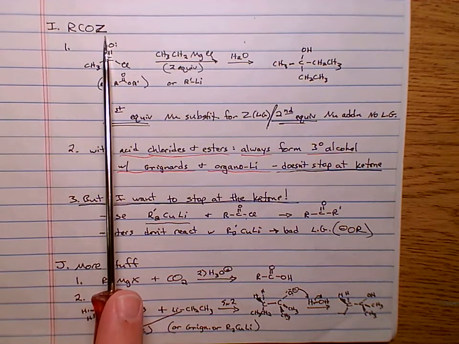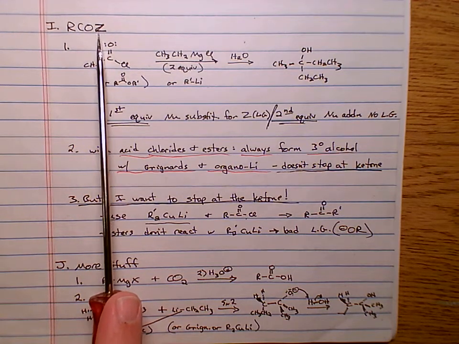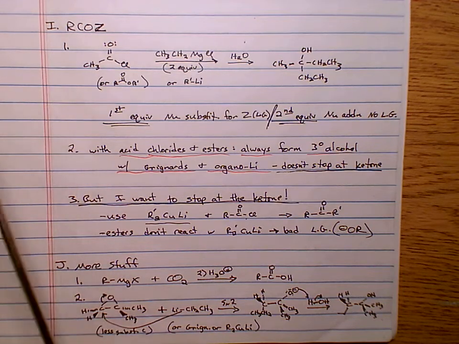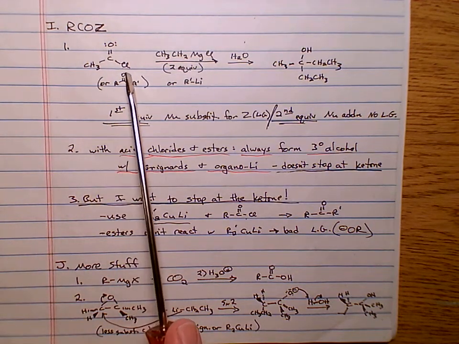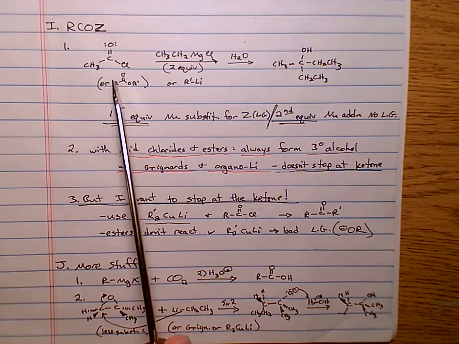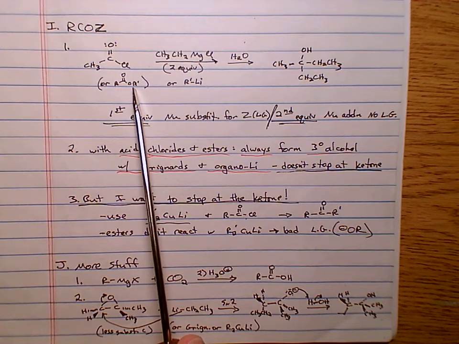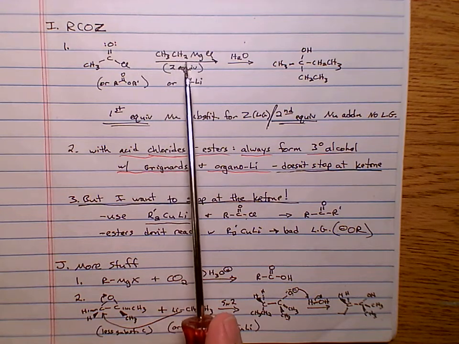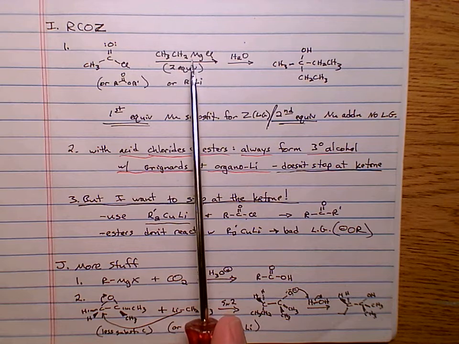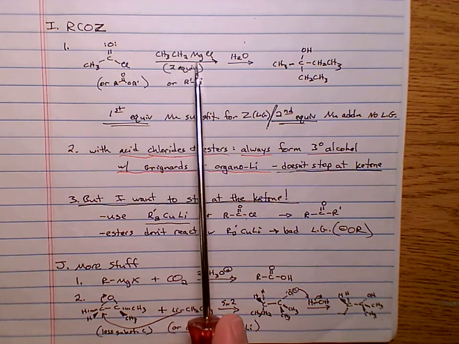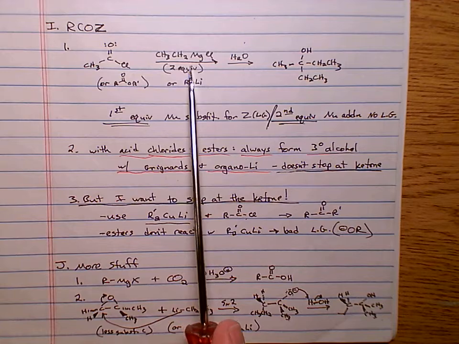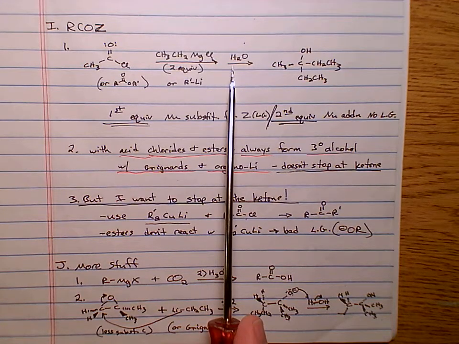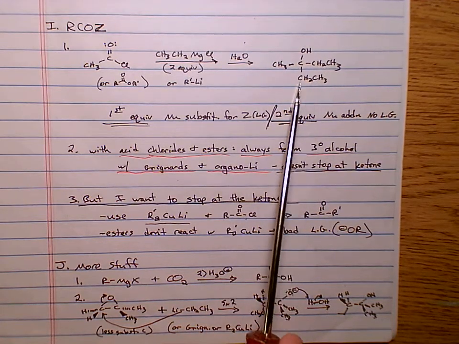Now let's look at RCOZ compounds where we're going to have a leaving group on our molecule. So, for example, if we have an acid chloride, acyl chloride, or an ester will do the same thing. You react it with a strong base. Recall, organometallic reagents react as carbanions. Carbanions are extremely strong bases. It turns out you'll have to add 2 equivalents of your Grignard or your alkyl lithium, followed by water later, and we are going to get 2 ethyl groups.